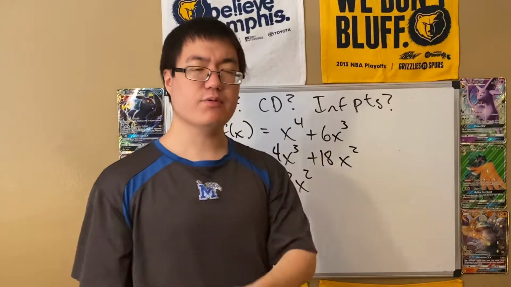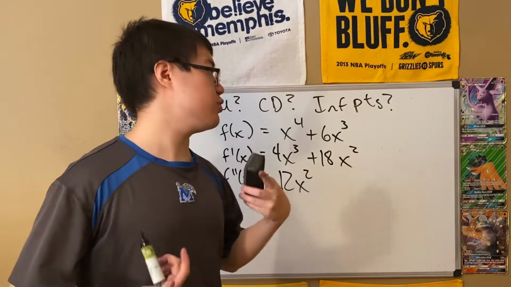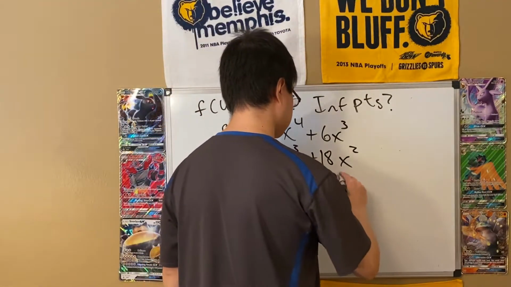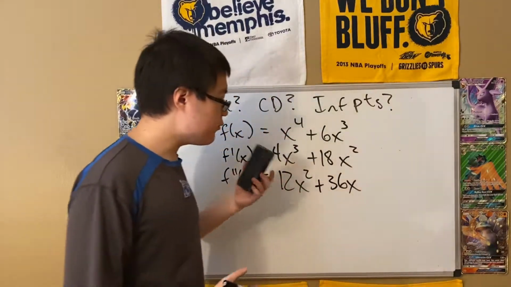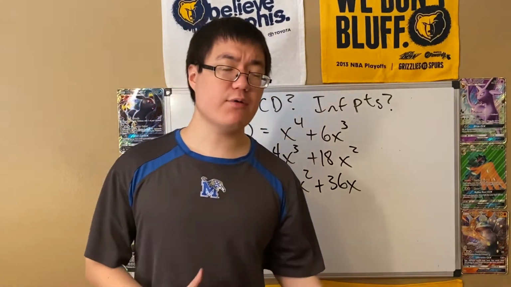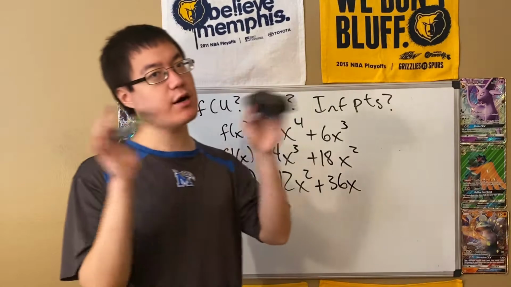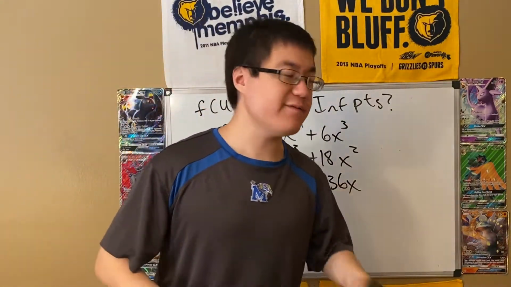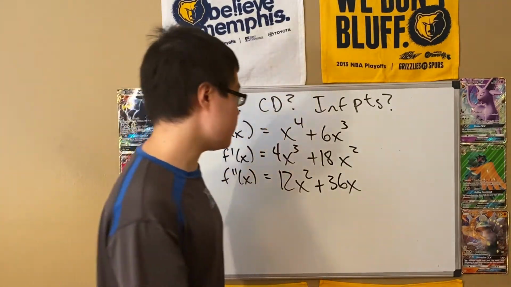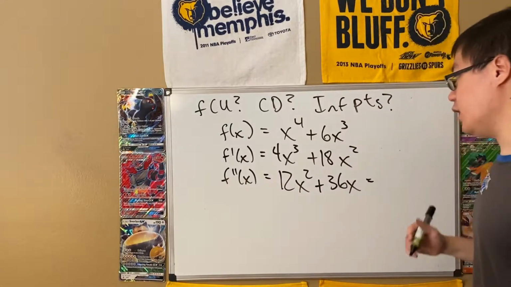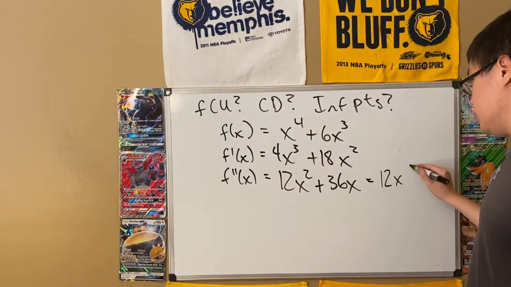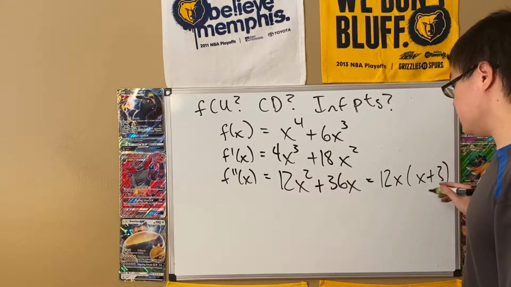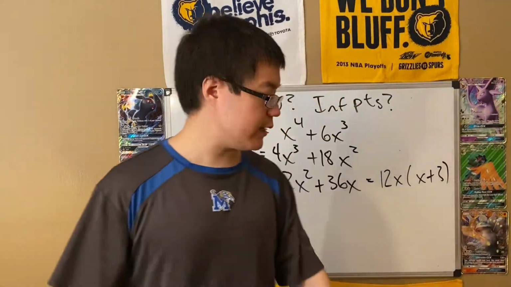Bring the 2 down. I believe 18 times 2 is 36, so this is going to be 36x. When we have this question, we are now ready to draw the sign chart, but we're actually not ready because we want to factor everything. This one shouldn't be too hard to factor. We're going to take out a 12x, and we are going to be left with x plus 3. So now we are ready to draw the sign chart.